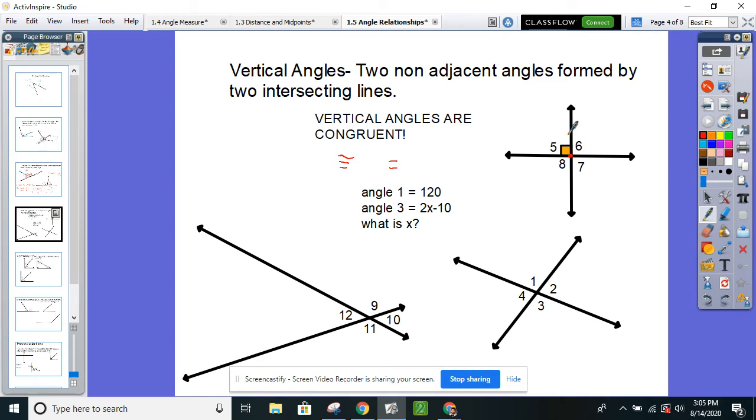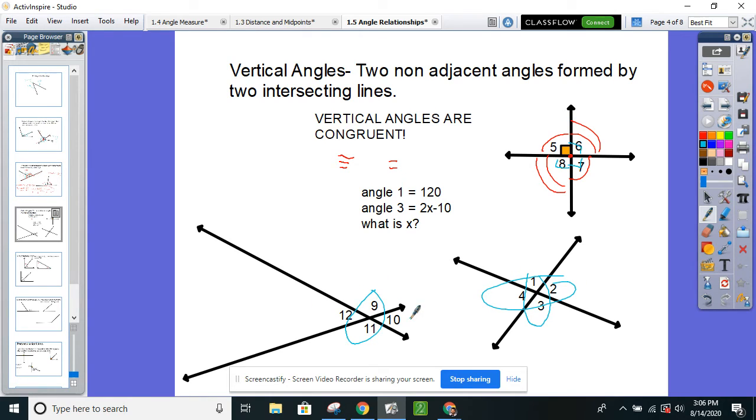This angle is congruent to this angle for sure, without even knowing the measurement. Also, this angle 8 is congruent to this angle 6 for sure. Now, we do know that this is 90. If this is 90 and these two are a linear pair, that's 90. And if these two are a linear pair, that's 90. And if these two are a linear pair, that's 90. So that's very important. Same thing right here: 1 and 3 are congruent, 2 and 4 are congruent.